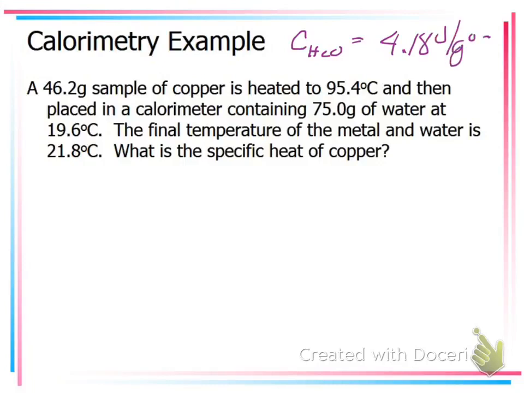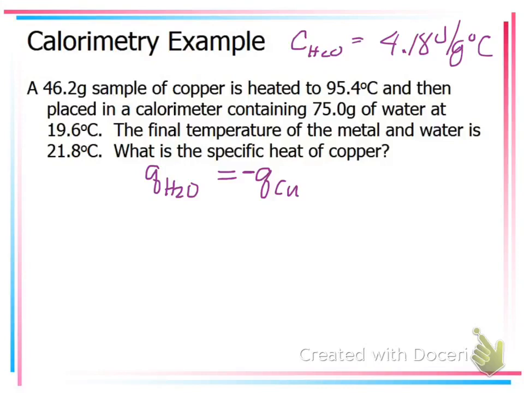Joules, grams, degrees C. So what I need you to understand is that whatever heat that water is gaining, because it's clearly gaining heat, going from 19 to 21, whatever heat that water gains, because of the law of conservation of energy, is going to be equal to the amount of heat that copper loses. But it's going to be negative because it's losing it. And that's due to the law of conservation of energy. Energy cannot be created or destroyed, it can only be converted. So however much heat that water gains, that means copper had to lose that much heat. Are you okay with that concept?